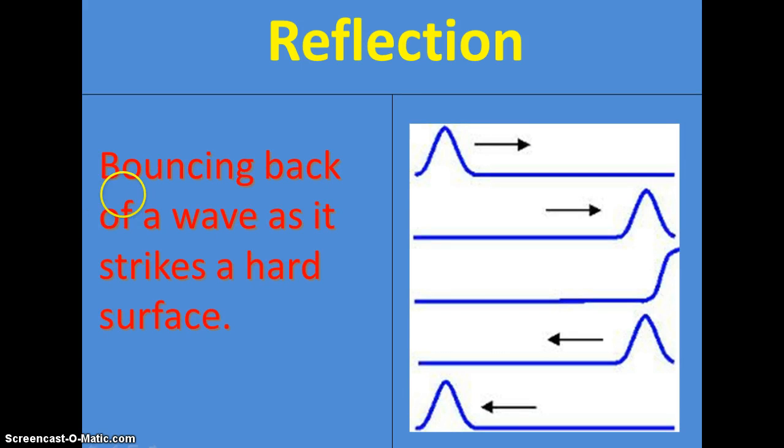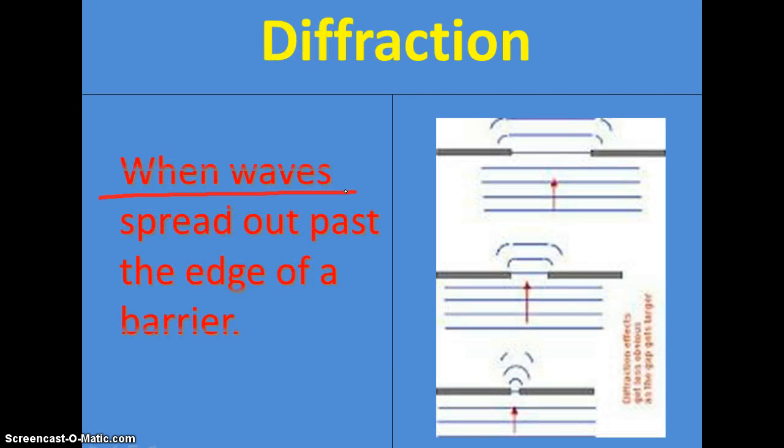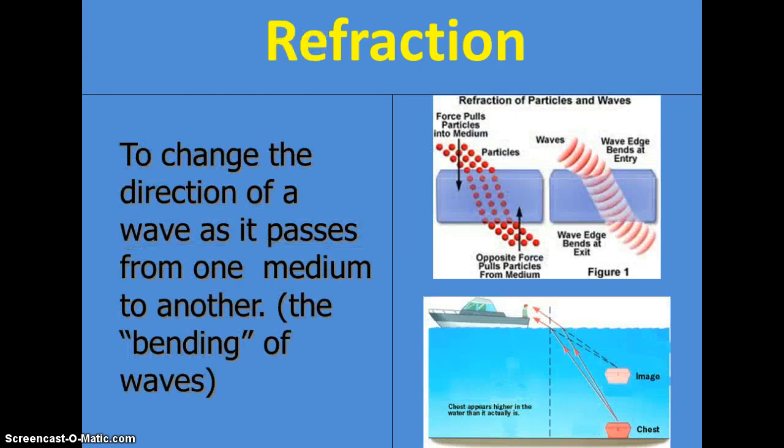Reflection. At this point, we need to know it's the bouncing back of a wave. We'll get more into that when we talk about light. Diffraction. Spread out past the edge. We'll talk about that in an activity in class. Refraction, again, we'll get more into with light. It's the bending of a wave. And we will talk more about that with light in the next topic.